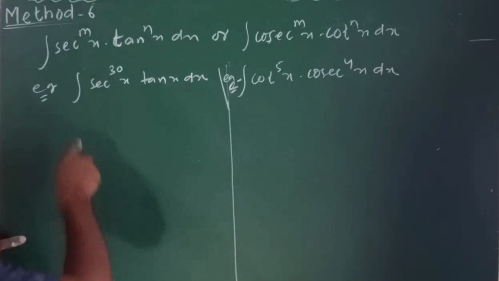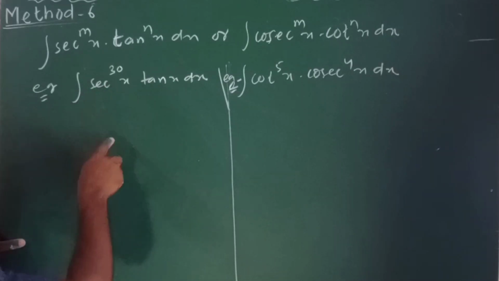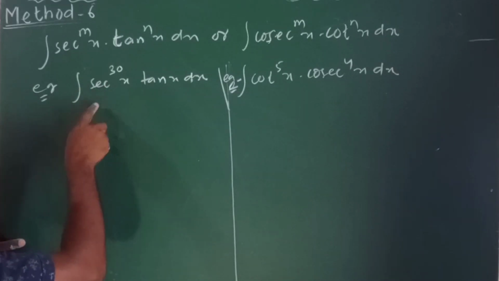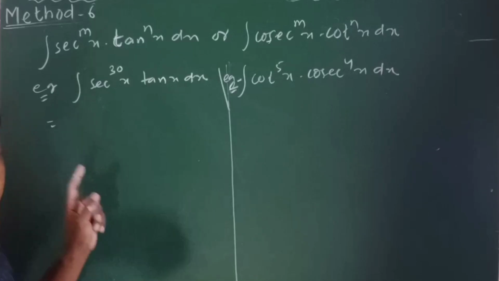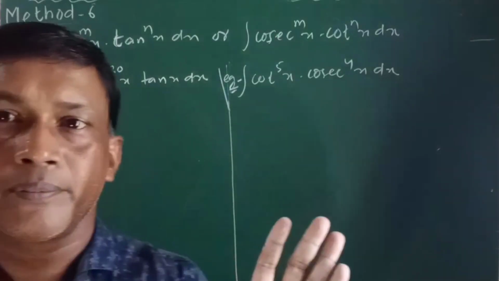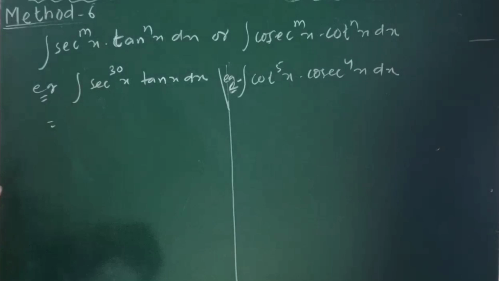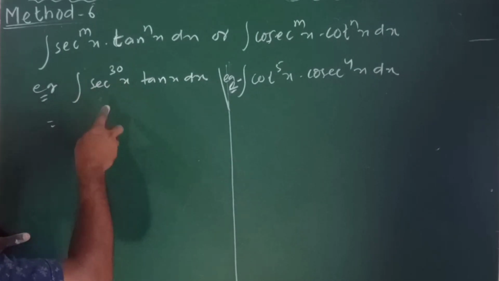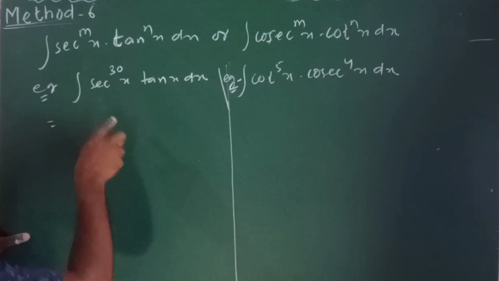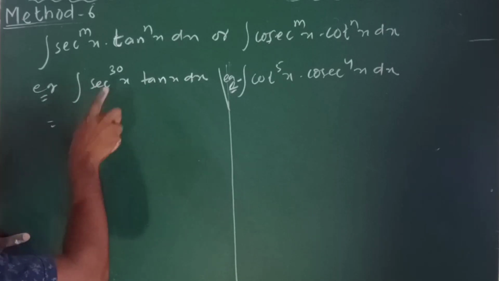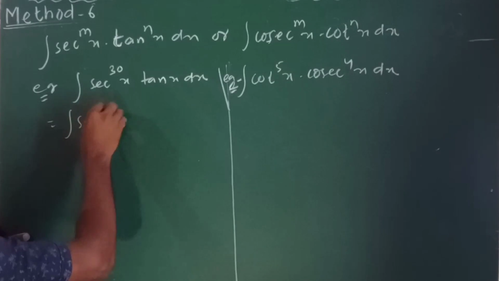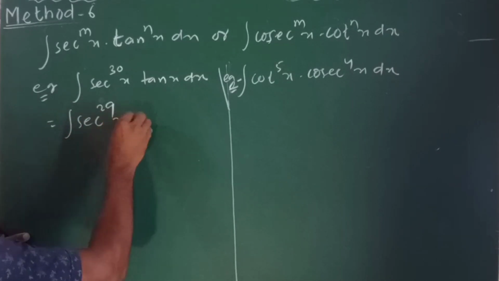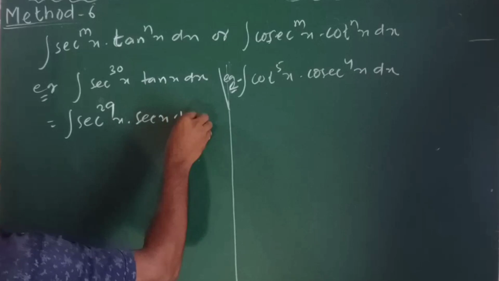Here is sec to the power 30 into tan x. Now clearly you have to substitute sec x. That means if you want to substitute sec x, you must have the derivative of sec x, that means sec x and tan x, within the integrand. So now I write it as sec to the 29 x into sec x into tan x dx.